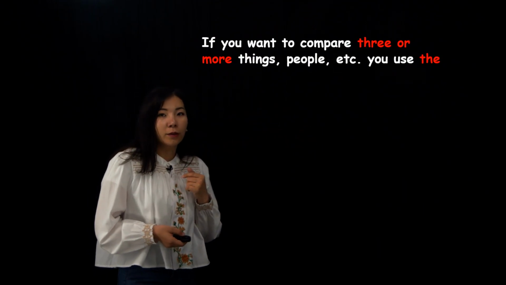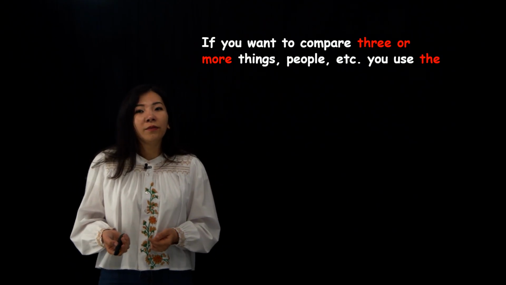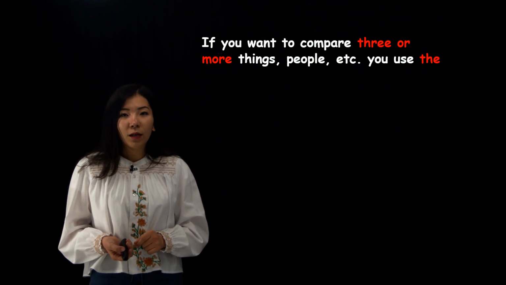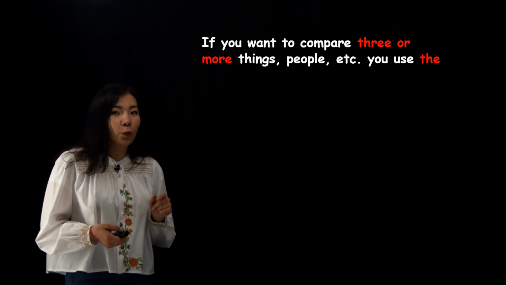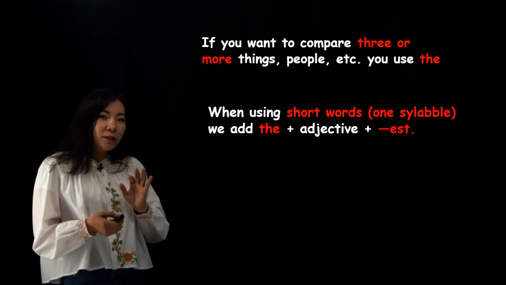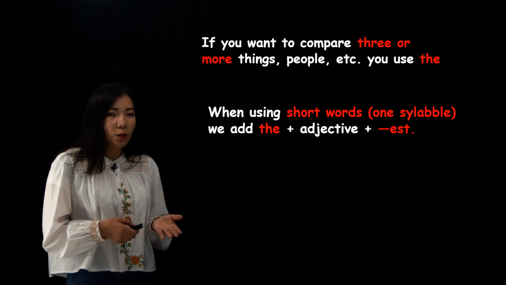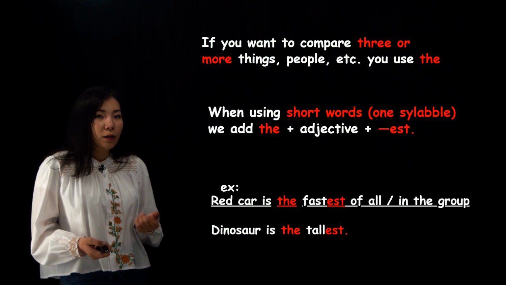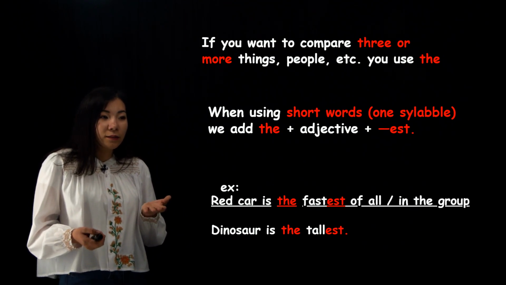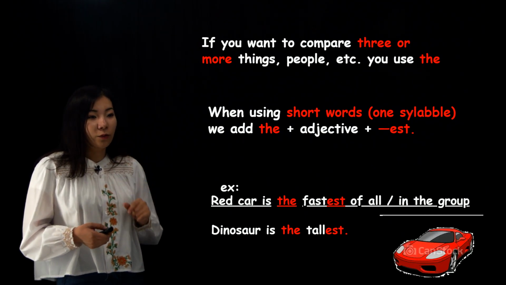If we want to compare 3 or more things, people, or anything else, we need to use the definite article the. So, when there are short words which consist of one syllable, we add the definite article the and the adjective with the -est ending. So, we just add -est to the adjective. For example, the red car is the fastest of all. Or the dinosaur is the tallest.